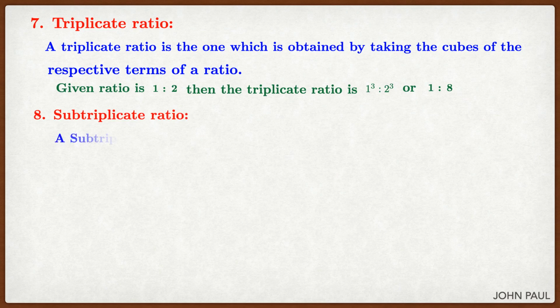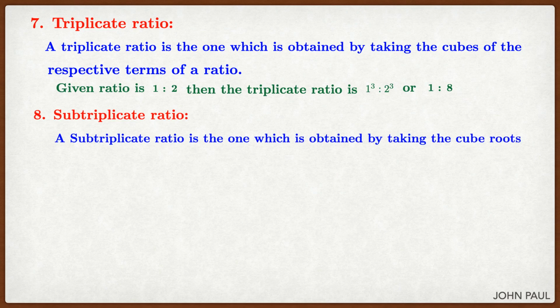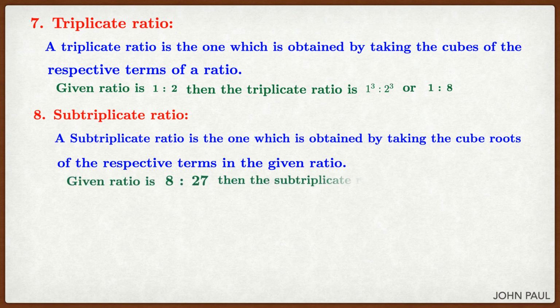Subtriplicate ratio. A subtriplicate ratio is one which is obtained by taking the cube roots of the respective terms in the given ratio. So a ratio is given, if you take the cube root, then it is known as the subtriplicate ratio. Given ratio is 8:27. The subtriplicate ratio is cube root of 8 is to cube root of 27. By simplifying, we can write it as 2:3 also.